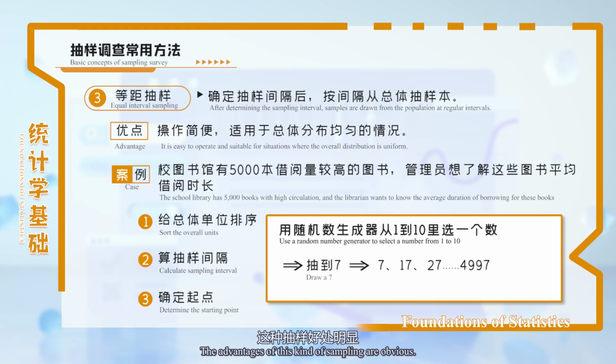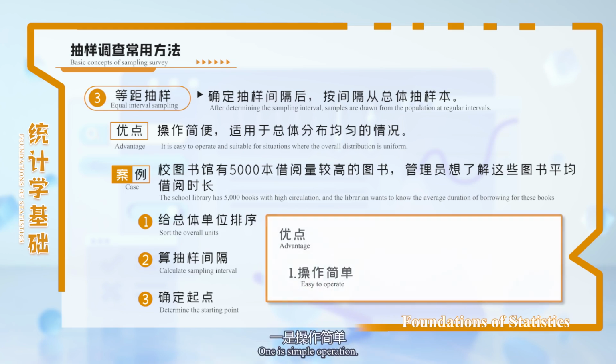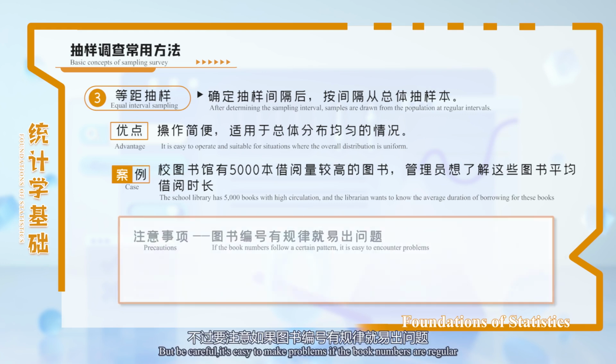The advantages of this kind of sampling are obvious. One is simple operation. Unlike simple random sampling, you don't have to look everywhere for books with different numbers. Second, the sample is evenly distributed, from 1 to 5,000. Evenly distributed means good representation. But be careful, it's easy to make problems if the book numbers are regular.